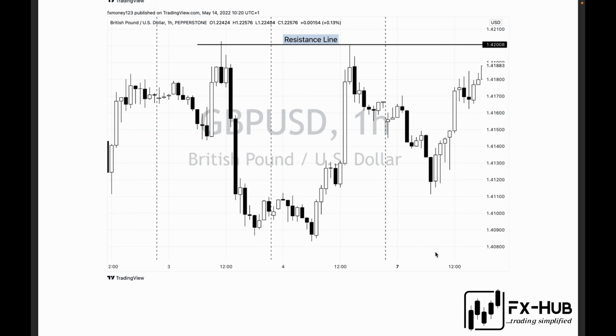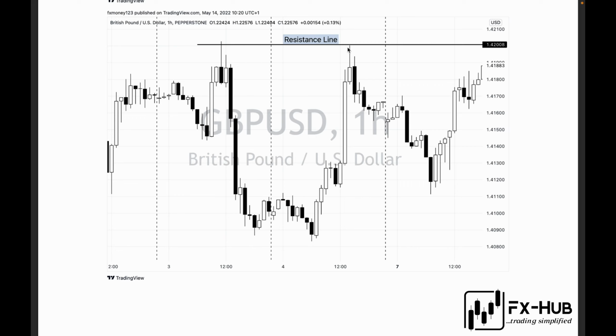We said a resistance line is a line that is above price, acting as a barrier to price from moving upwards. So somewhere around here, you will notice something. The market came towards this level, it dropped. So what are we going to do? We'll draw a line above it.